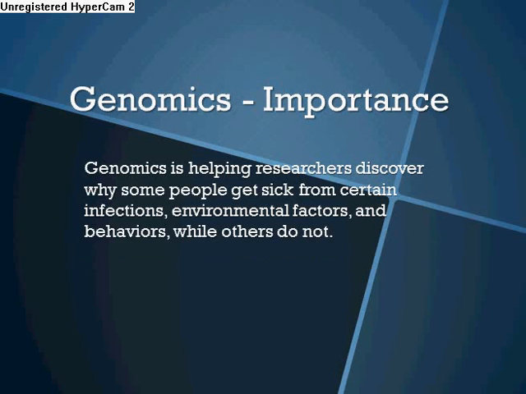Genomics importance. Genomics is helping researchers discover why some people get sick from certain infections, environmental factors, and behaviors while others do not. For example, there are some people who exercise their whole lives, eat a healthy diet, have regular medical checkups, and die of a heart attack at age 40. There are also people who smoke, never exercise, eat unhealthy foods, and live to be 100. Genomics may hold the key to understanding these differences.